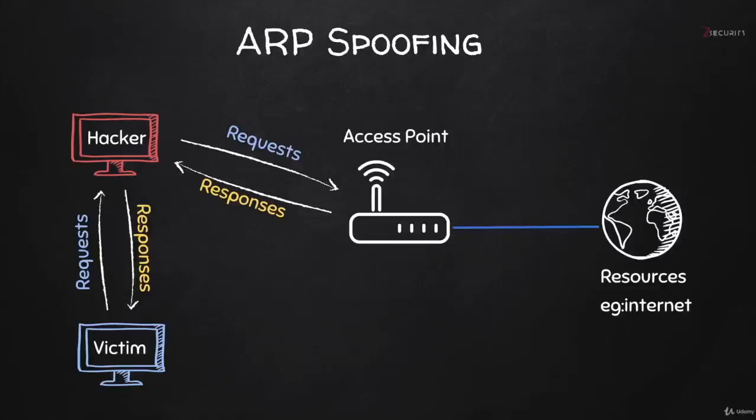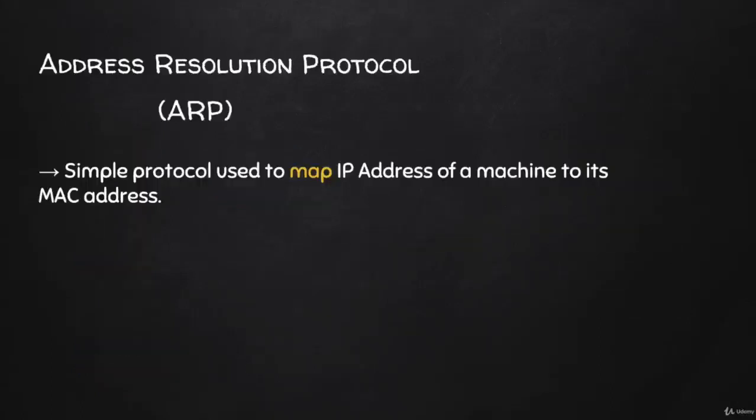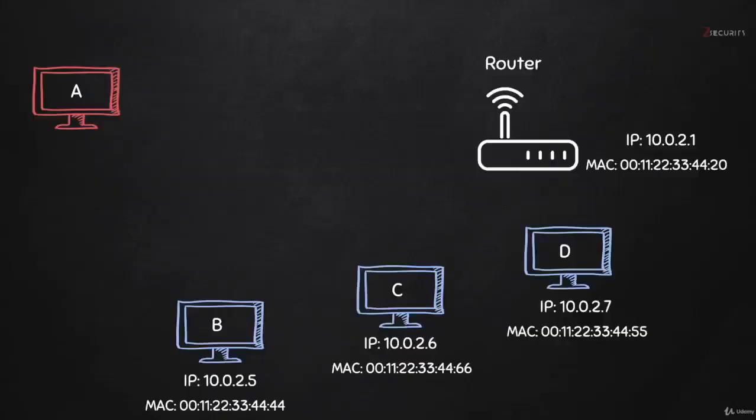So as you can see, this is a very serious and very powerful attack. And the reason why it is possible is because ARP is not very secure. Now, for us to understand how this works, you need to have a basic understanding of what ARP is. ARP stands for Address Resolution Protocol, and it's a very simple protocol that allows us to link IP addresses to MAC addresses. So, for example, let's say we have a network here.